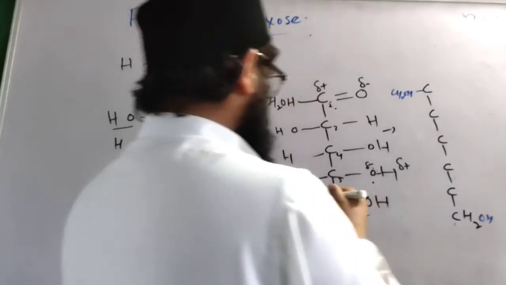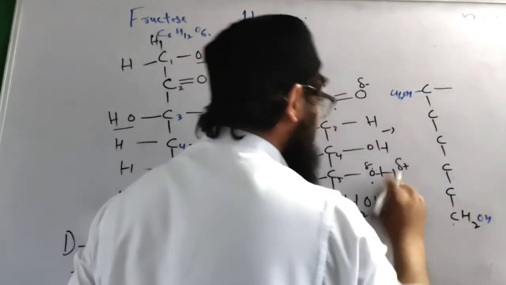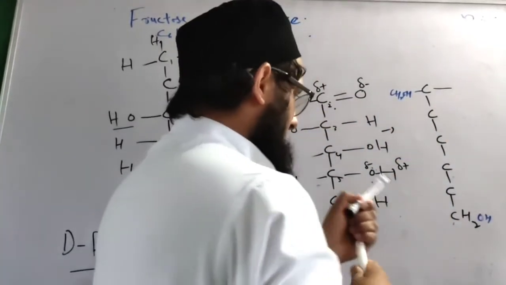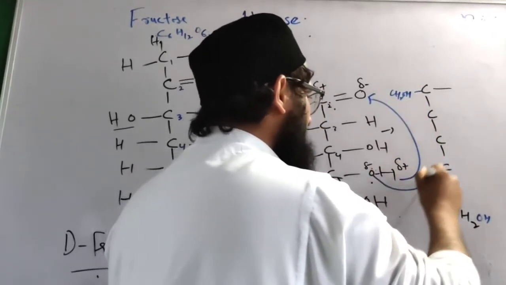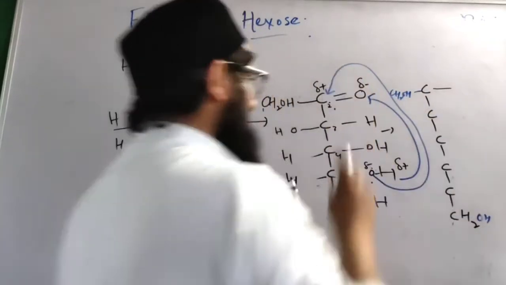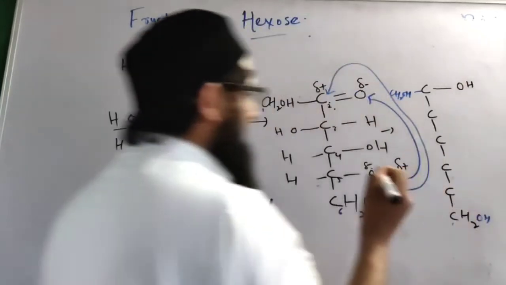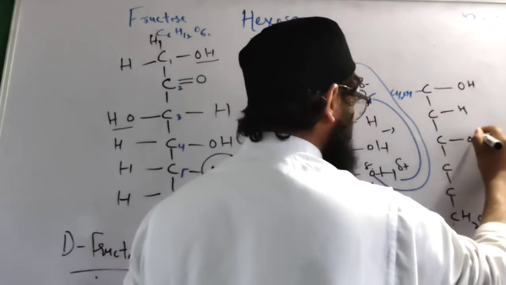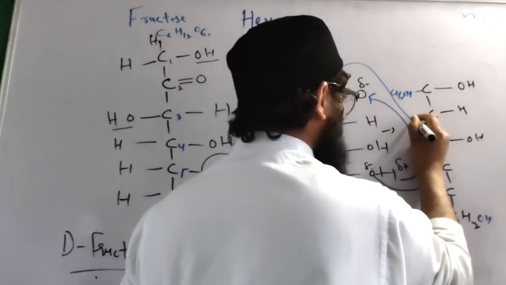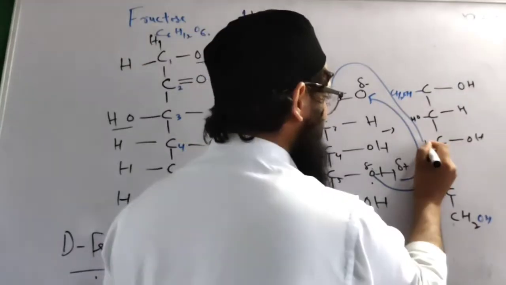What will happen over here? Have a close look at carbon number 2. This oxygen will interact with this. There will be interaction between this hydrogen and this oxygen, and the interaction will again be between this oxygen and this carbon. So in the next step, OH will be developed over here, and the rest is H here, OH here.